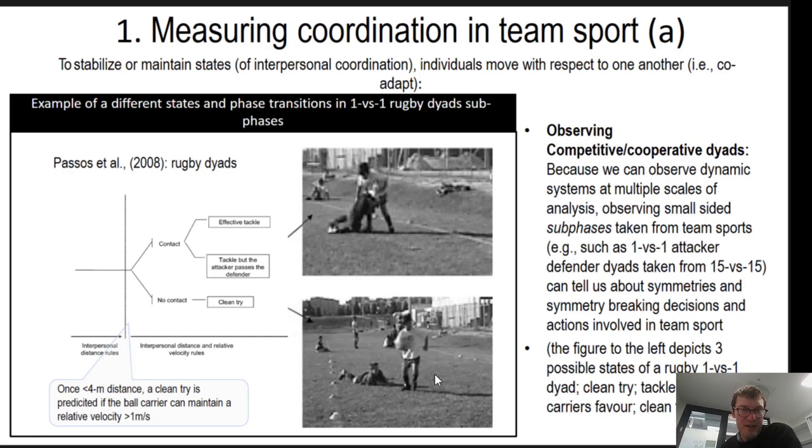Okay. And if we can follow this simple rule, if we can achieve this as the ball carrier, then we're much more likely to score a try. And this shows that one of the key constraints in this particular task is interpersonal distance, but it's only an important constraint at particular distances, right? If they're really far apart, then their movements aren't really that important. It's only once they're within 4 meters of one another that it becomes important that you're able to achieve a particular relative velocity to your opponent.